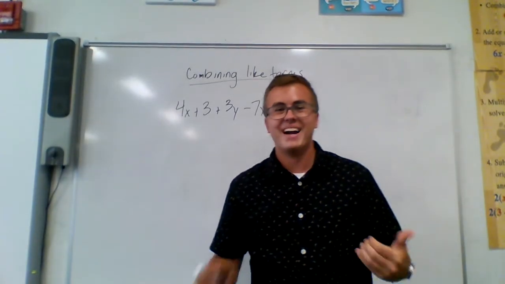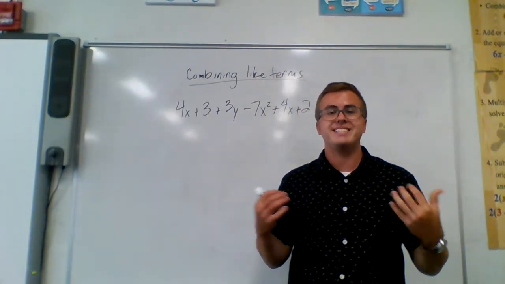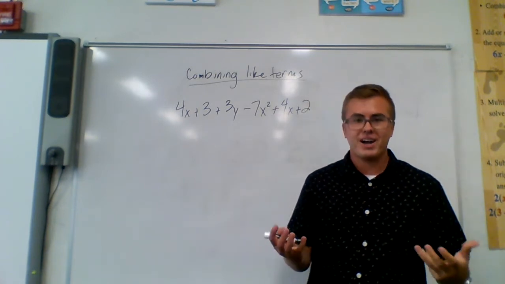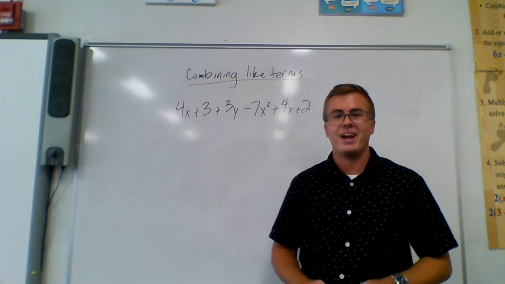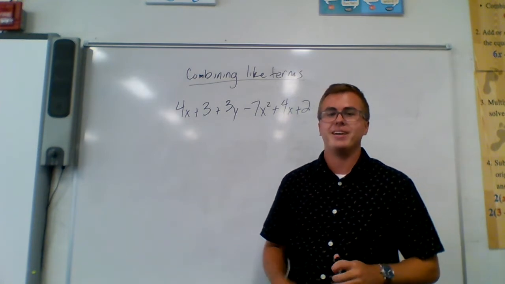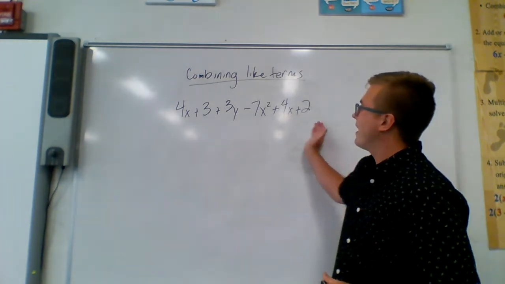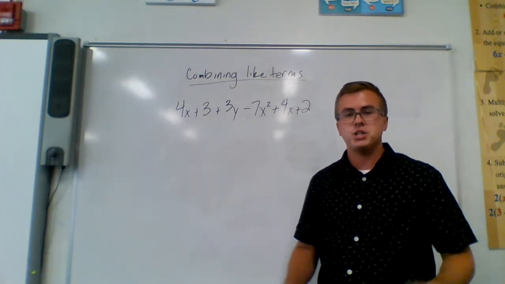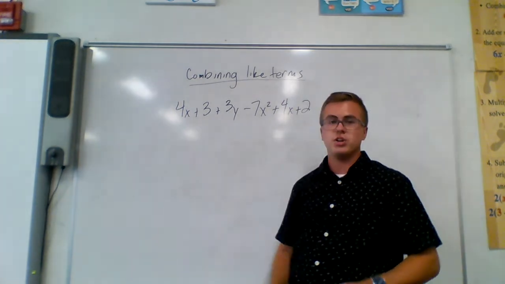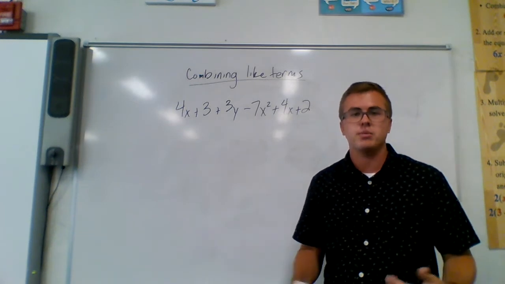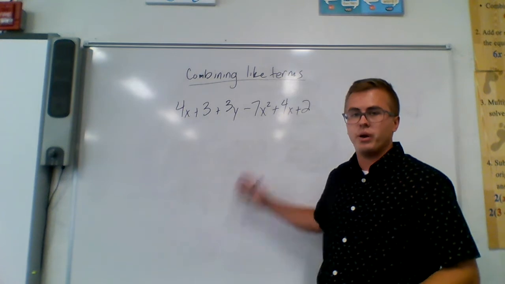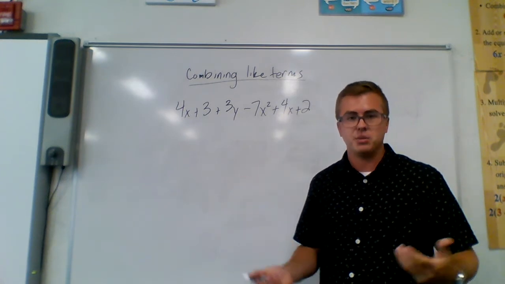All right, so combining like terms is a way of simplifying an expression, and typically we use it to simplify an expression before we go through and solve for a variable. So I've got my expression up here that we're going to simplify. An expression is just a list of terms that are combined together in some way: add, subtract, multiply, or divide. An equation is when we introduce an equal sign into the problem.